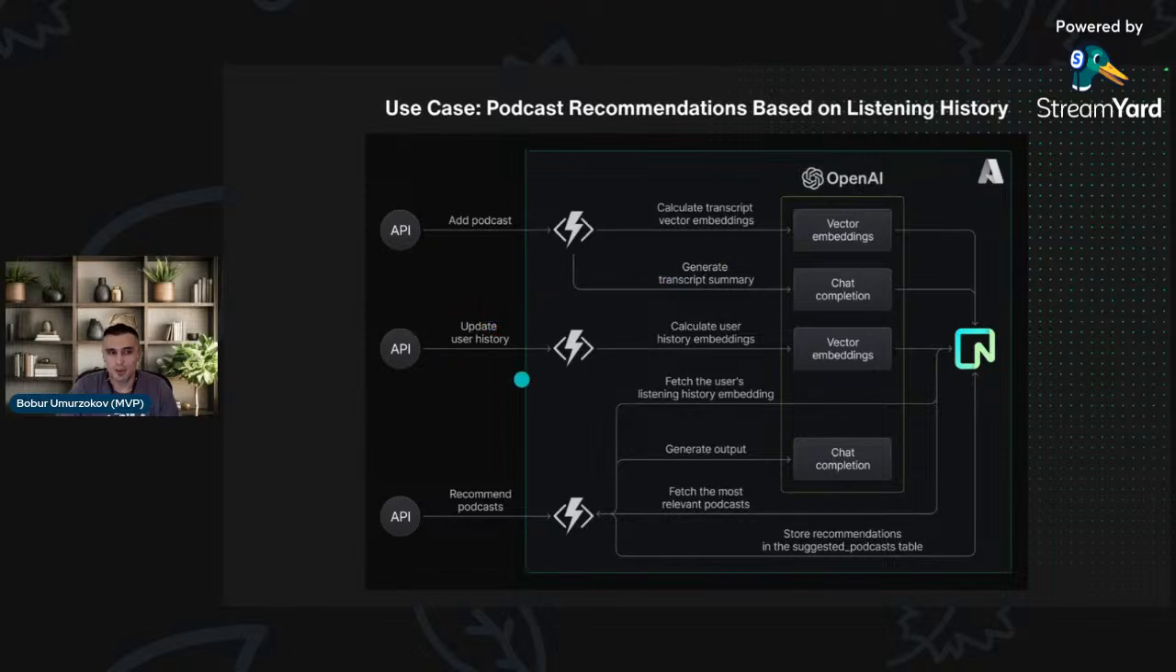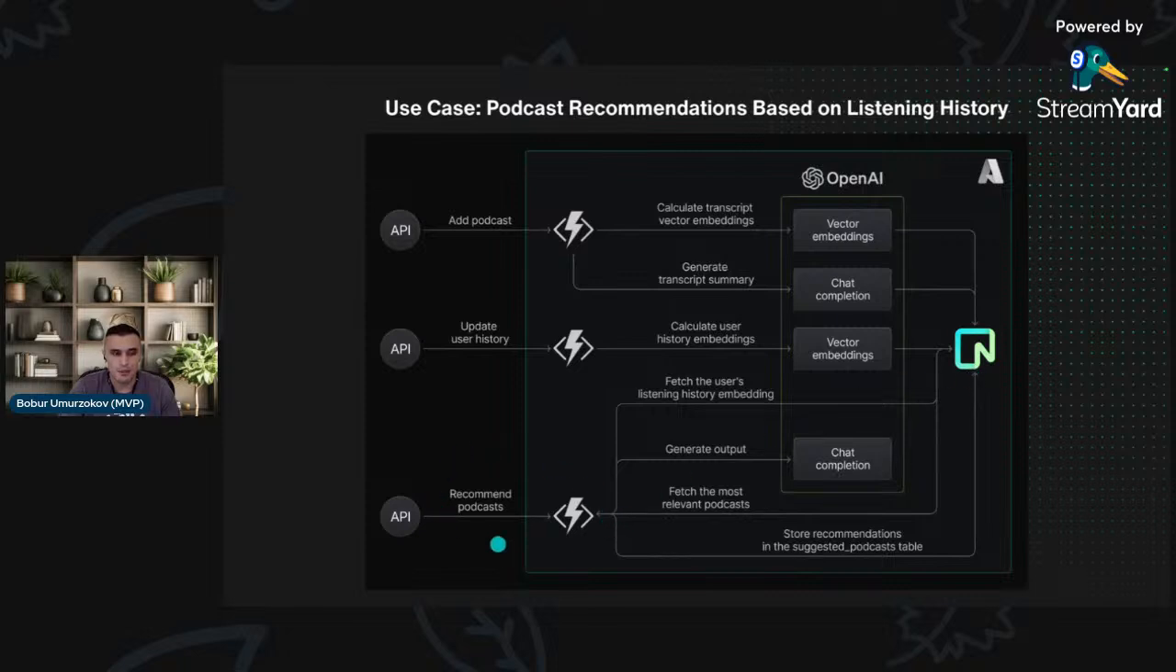Then we have another endpoint. A user has a profile in the application, and they can update the history of what they prefer. Usually during onboarding, you are asked which categories you would like to see, such as movies, or to listen to, such as podcasts. And whenever the user's preference changes, I simply calculate vector embeddings from the text of the user preference, and then store it in the database again.